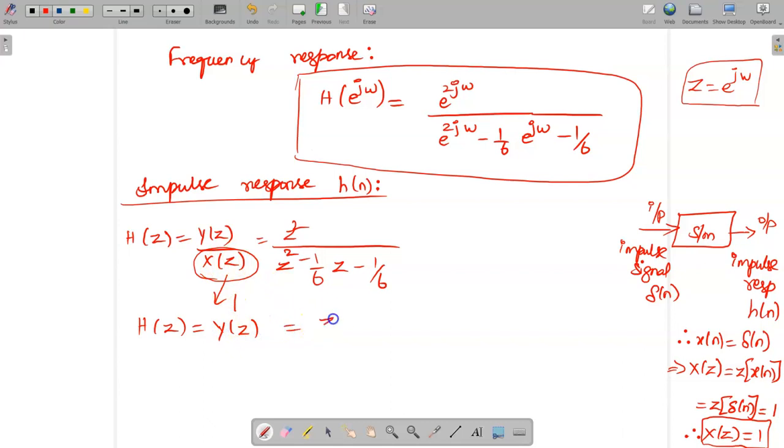Because this term becomes 1, we get z square divided by z square minus 1 by 6z minus 1 by 6. Okay. So in order to apply the inverse z transform, we need to take one z to the left hand side. Anyway, Y of z is nothing but X of z, so we can leave Y of z and just take this expression as H of z. Then we need to apply partial fractions and find the inverse z transform of H of z, which is nothing but h of n.